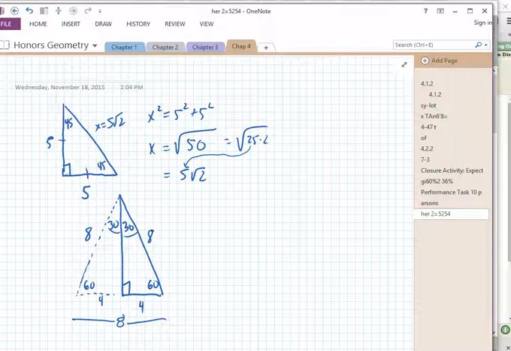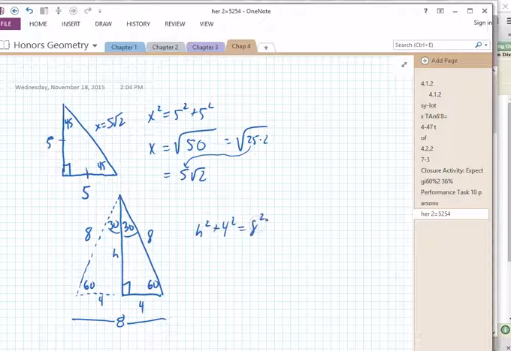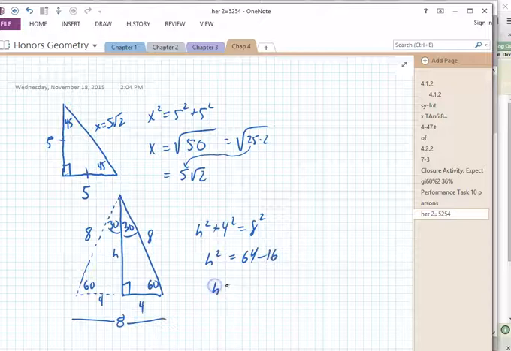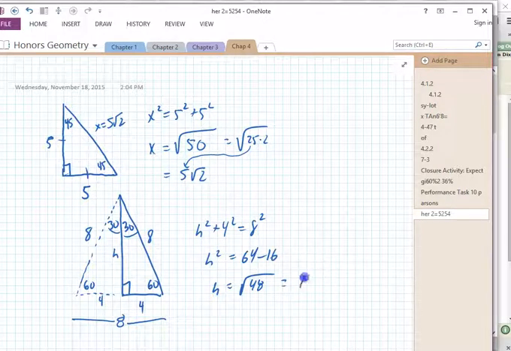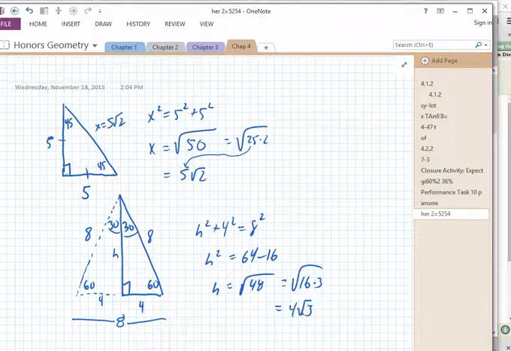And then you could use the Pythagorean theorem to get the third side. I'll call that h, and so it would be h squared plus 4 squared equals 8 squared. h squared would be 64 minus 16, so h would be the square root of 48, which in this case is 16 times 3, so the square root of 16 times 3 is 4 root 3. And so now I have the other side in the 30, 60, 90 triangle. I have that exact without using any decimal values.